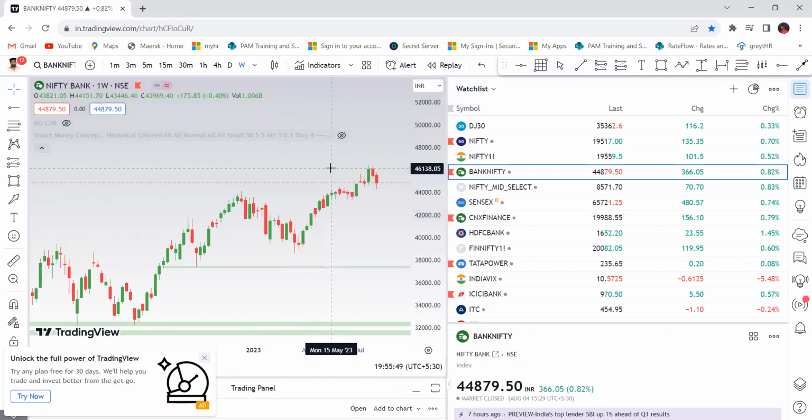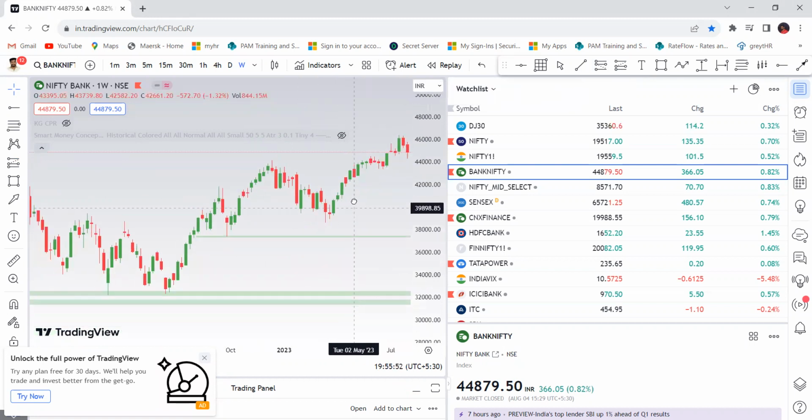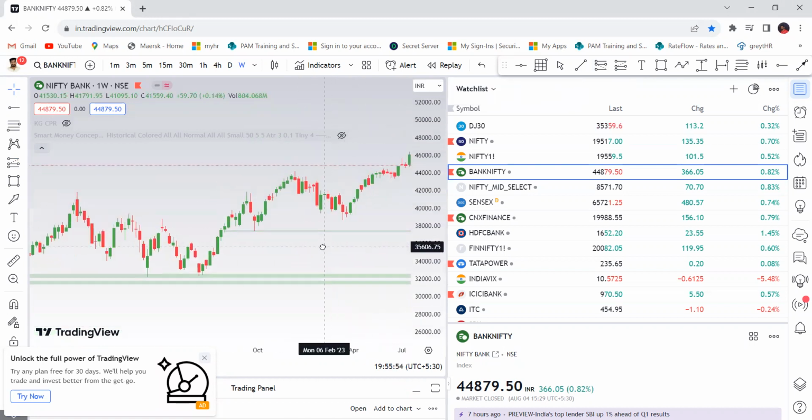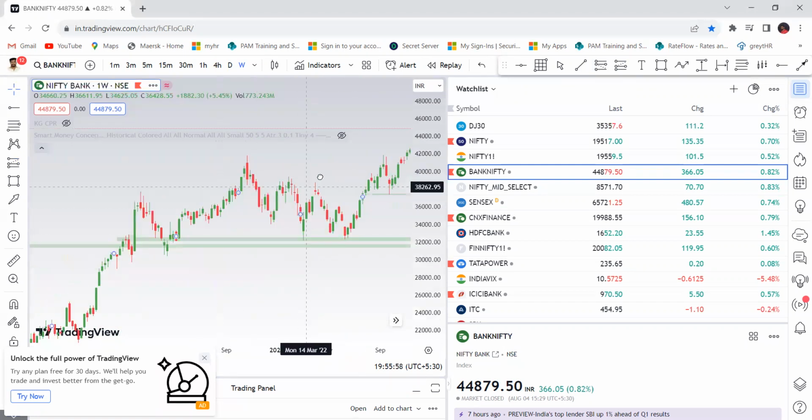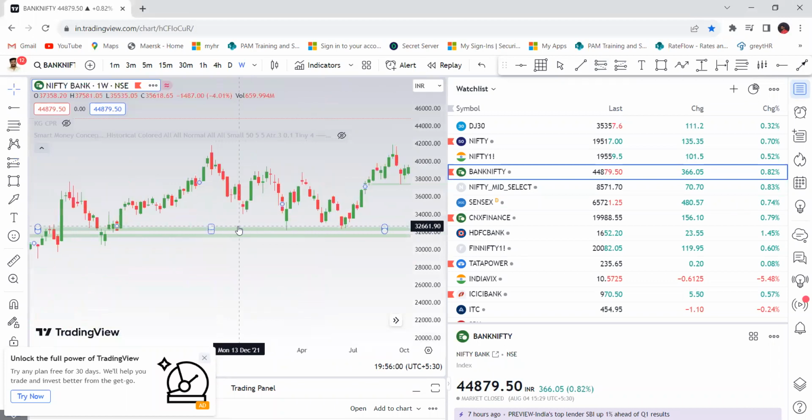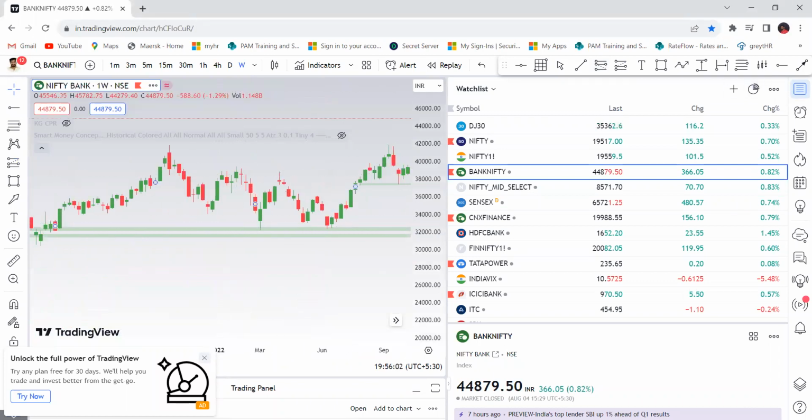So these are some of the candlestick patterns. Even the same doji, you can find it at resistance as well. These are all doji candles. See, this doji has formed, price is moving up, this doji is formed, then it came down. Same here. Price is moving up, this doji is formed, then price came down.